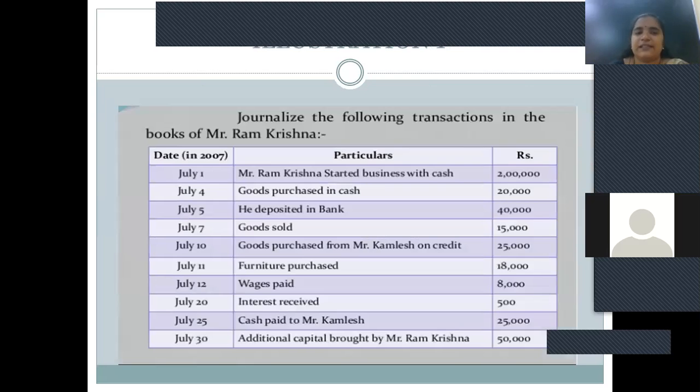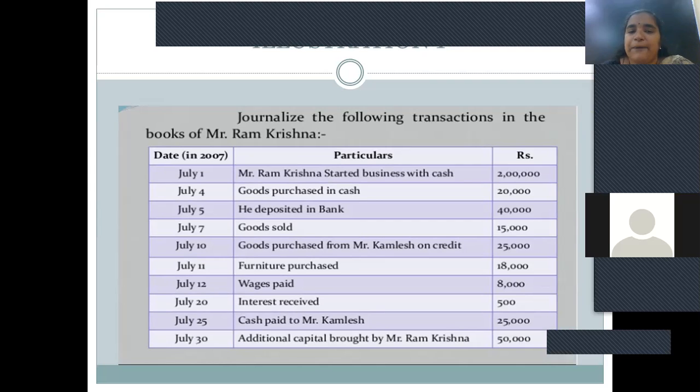So based on this, there is one small illustration. Here there is a list of different transactions that took place in the month of July in 2007. Now we are going to write it in the journal. So first, this transaction is Mr. Ram Krishna started business with cash.